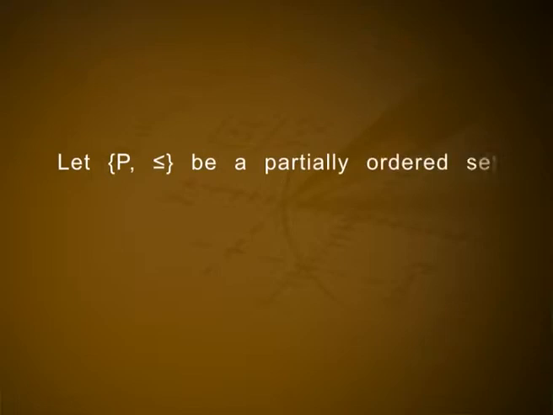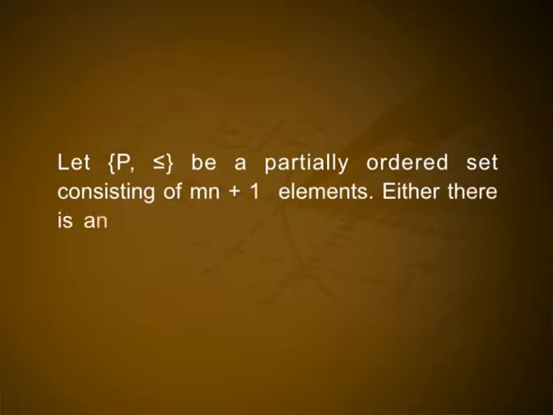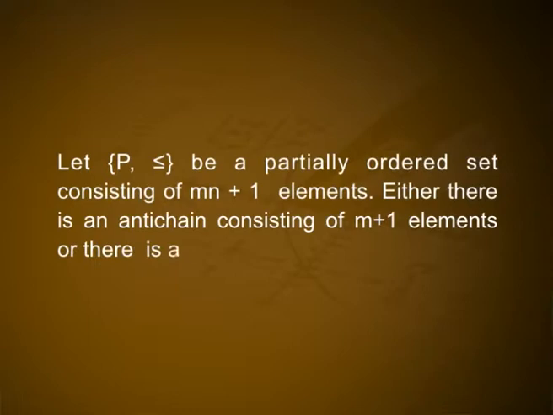Corollary: let (P, ≤) be a partially ordered set consisting of mn plus 1 elements. Either there is an anti-chain consisting of m plus 1 elements or there is a chain of length n plus 1 in P.